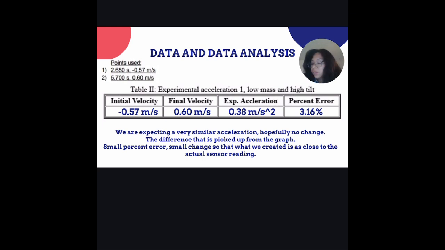And so our percent error, the difference between the 0.3924 that we had found and the 0.38 that we found using the velocity versus time graph given by the sensor, was a percent error of 3.16. So this is our glider without any weights or anything. We were just using the actual measurements from the graph that we created.